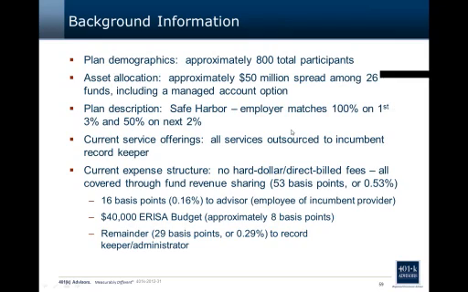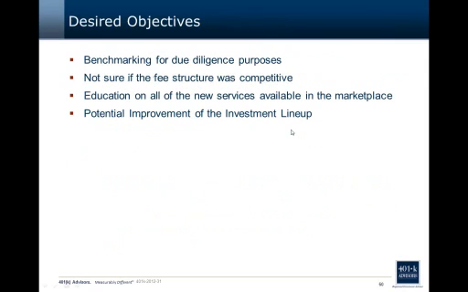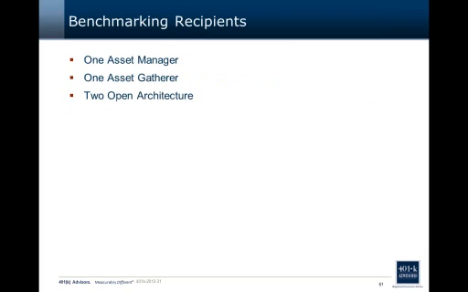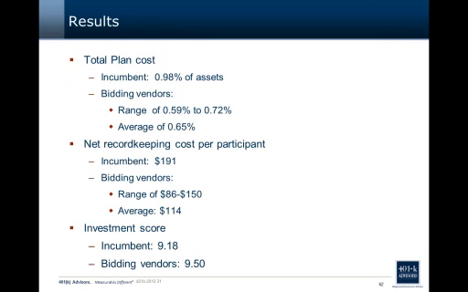So what we found out through the benchmarking: our process was fourfold. One, benchmarking for due diligence. They hadn't done this in a while, so they had no idea if their fee structure was competitive. They had also been with the incumbent provider for quite a long period of time, so they wanted to look at other providers to see if their provider had kept pace with the market in terms of all the services that are now available. And they also wanted to take advantage of the opportunity to potentially improve the lineup. So we went out to one asset gatherer, one asset manager, and two architecture firms.